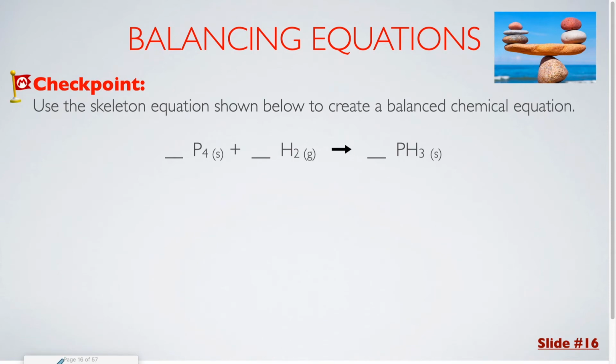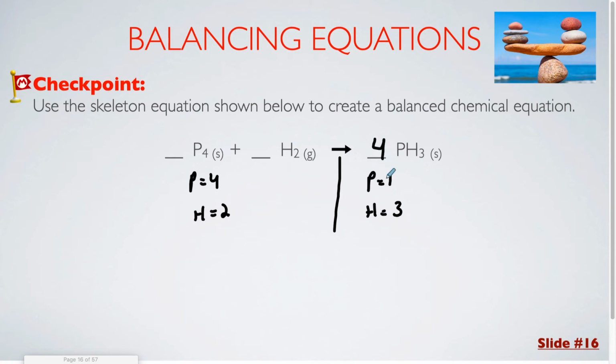All right, so now we're going to be going through a checkpoint, and this one we're going to be solving together from scratch. So I'm going to place my line going through the arrow. I have 4 phosphorus, and I have 2 hydrogens. On this side, my phosphorus is 1, my hydrogen is 3. So I need to pick an element to start balancing here. I'm going to start with my phosphorus. So I had 4 on the left and only 1 on the right.